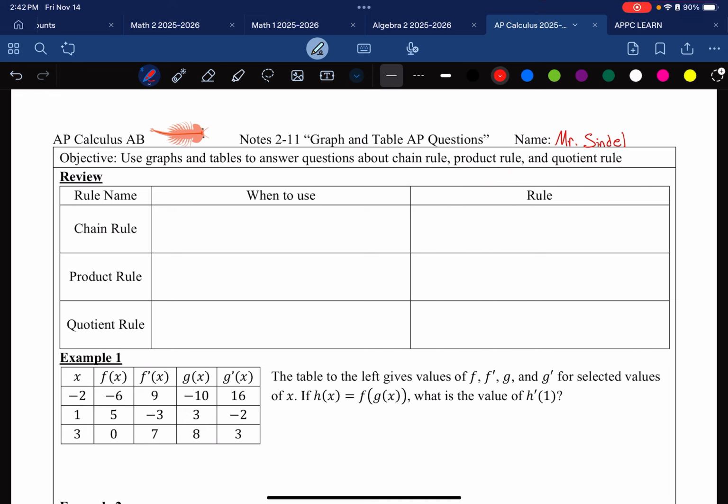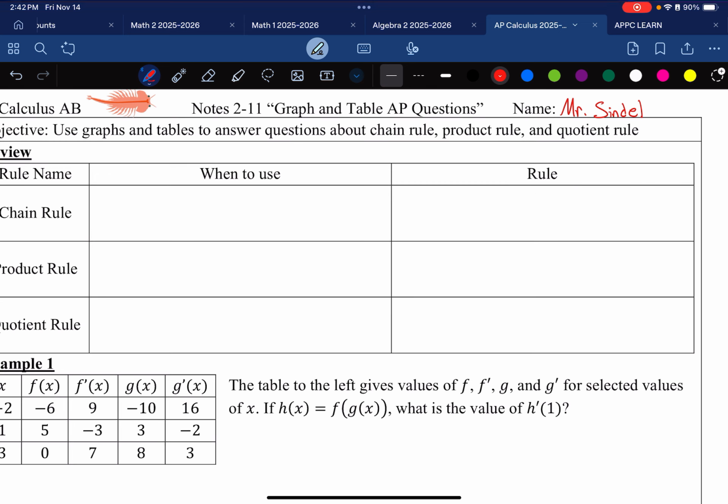What are those three rules that I mentioned in our objective? The chain rule, you probably have that one memorized. We don't call it that on our flashcard, and we really should. The chain rule is whenever you have f of g of x and you're trying to take its derivative. So you'll use this whenever you see a function inside another function.